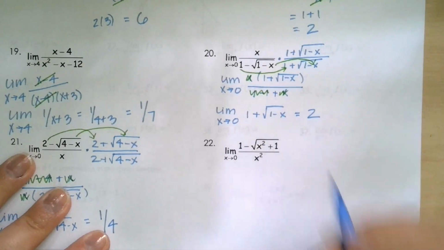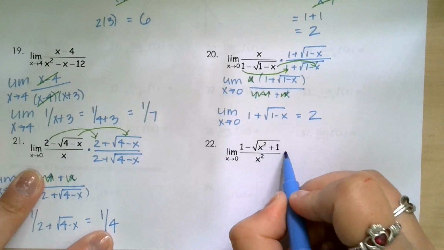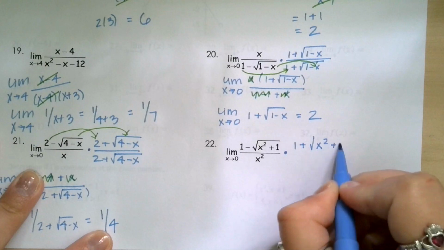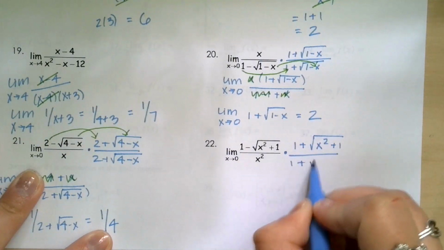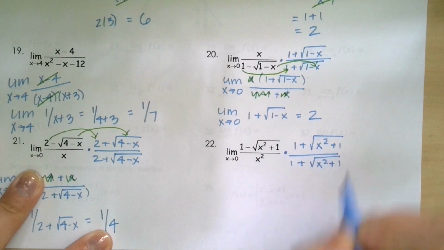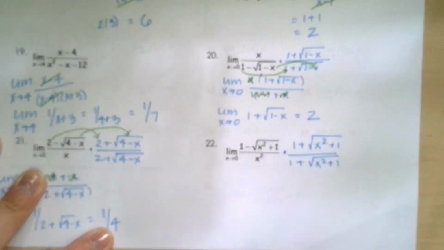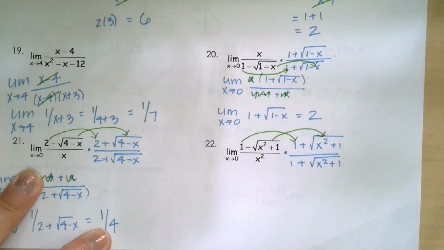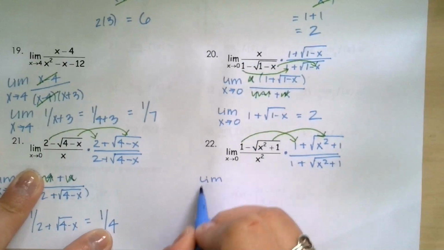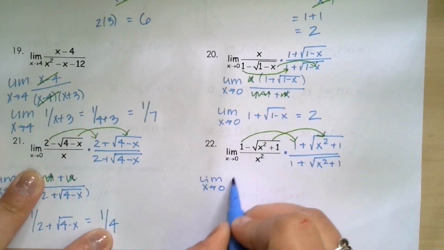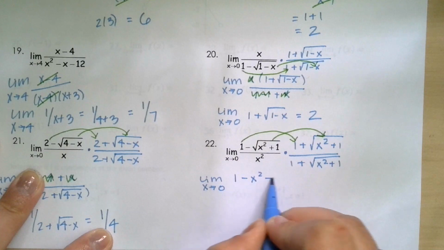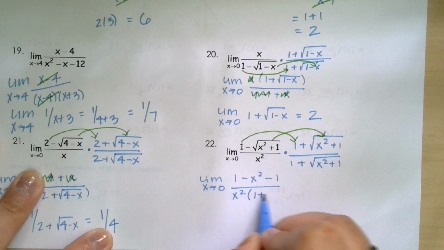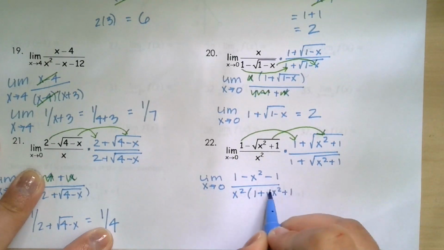So these are a little tedious, but not too bad. We're going to multiply by our conjugate. So we have 1 plus the square root of x squared plus 1, top and bottom. Again, just our first and our last terms. So the ones in the square roots. So we're left with the limit as x approaches 0 of 1 minus x squared minus 1, all divided by x squared times 1 plus the square root of x squared plus 1.